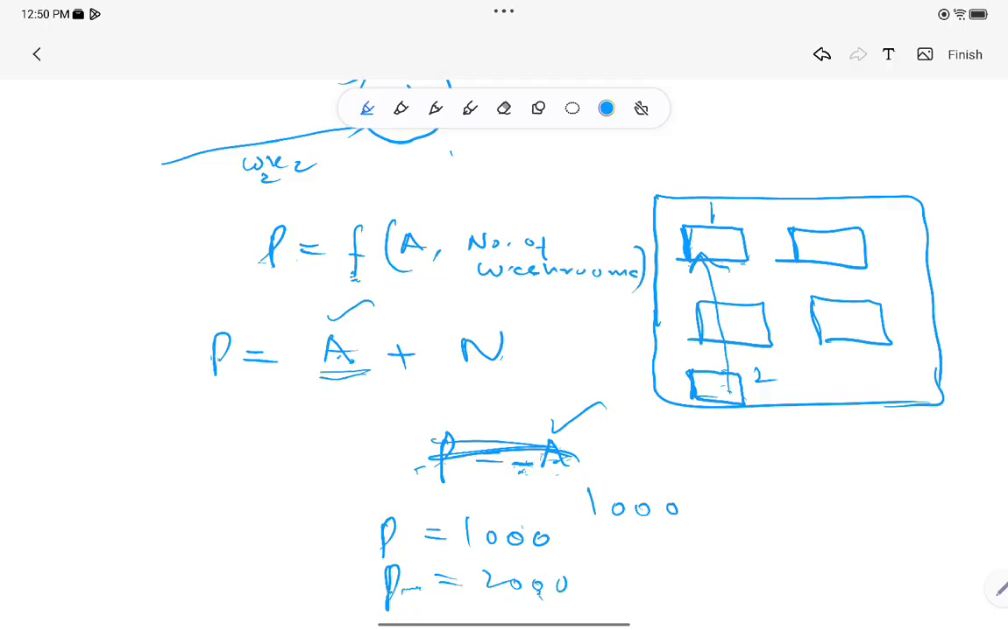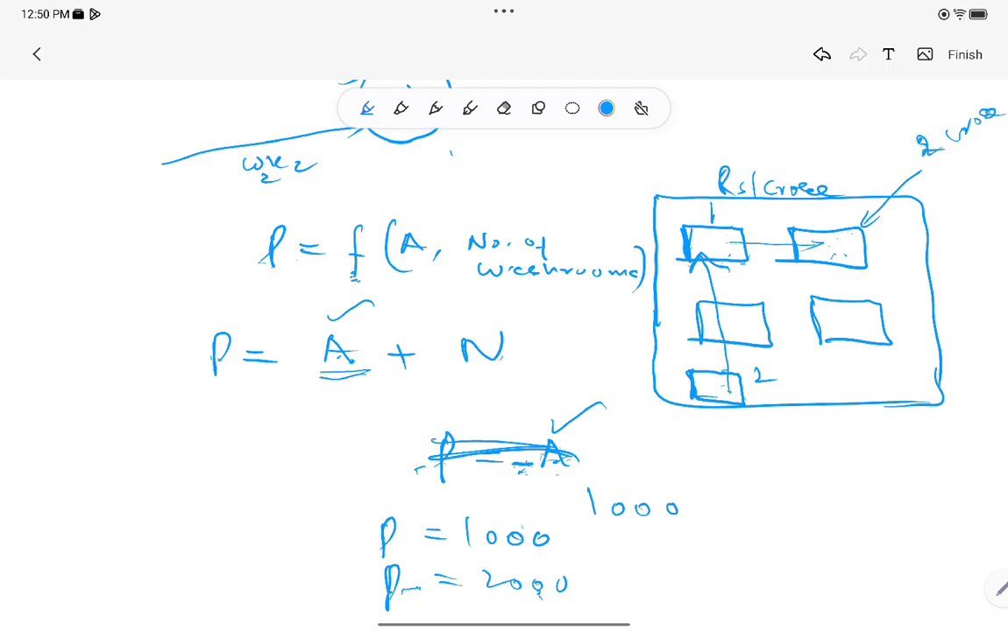Now the question is, suppose these two have the same area, but now this has four washrooms and this has eight washrooms. Do you expect that price will double? Suppose this house costs rupees 1 crore. Do you think that simply because it has eight bathrooms, its cost will be 2 crore? No.